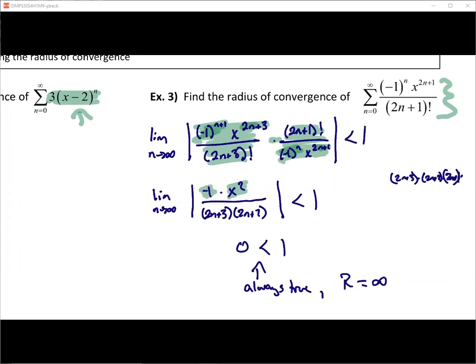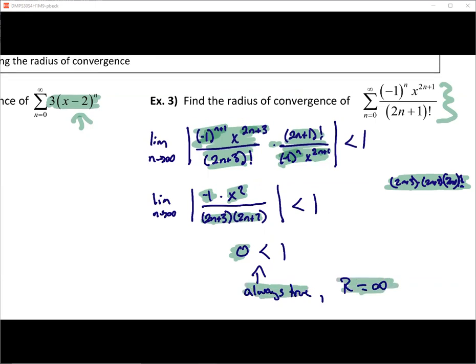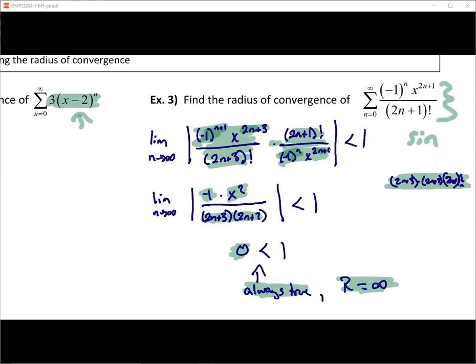Then, if you remember, (2n plus 3) factorial equals (2n plus 3) times (2n plus 2) times (2n plus 1) factorial. It's kind of hard to see. What ends up happening is the (2n plus 1) factorials cancel out, and I still have this left in the denominator. Now, when I take my limit as n approaches infinity, I get 0. If this limit ends up being 0, this is always a true statement, so our radius of convergence is infinity. And just so you know, this is our sine function, and that sine function I showed you last time converges everywhere.